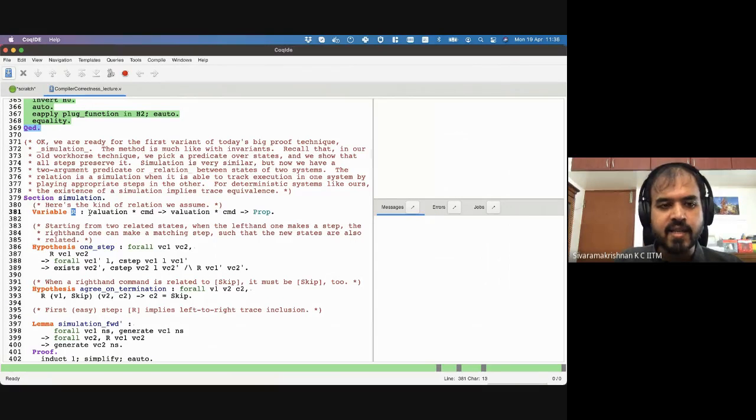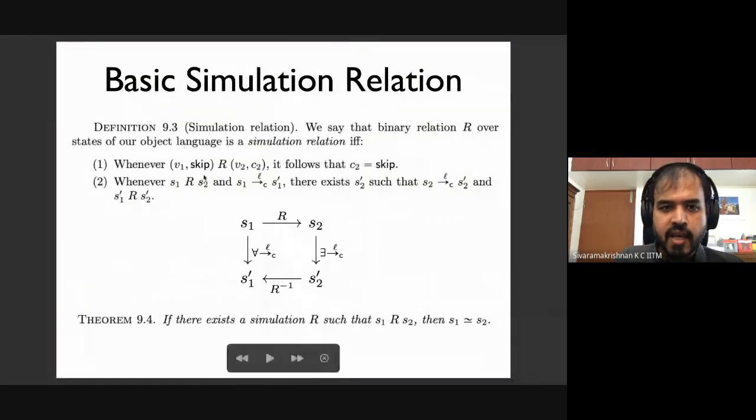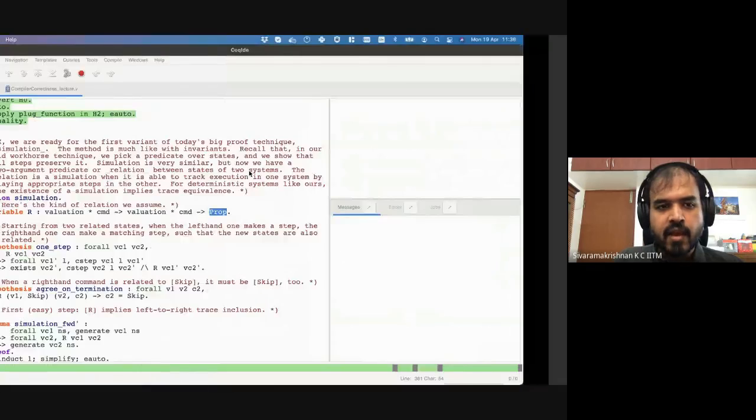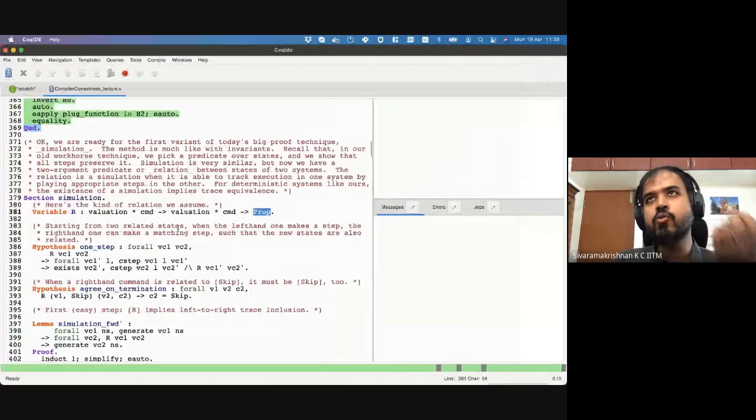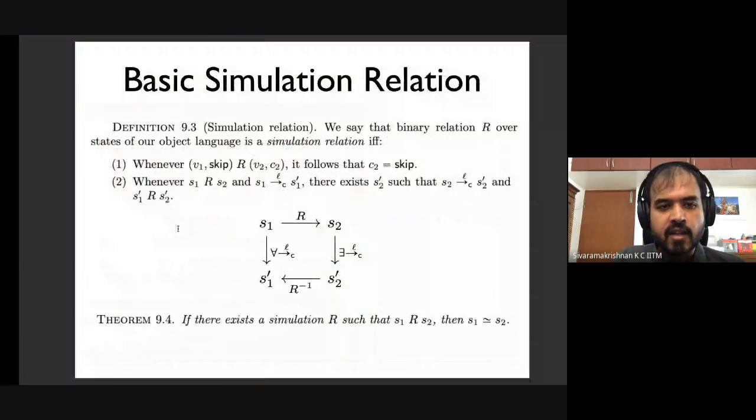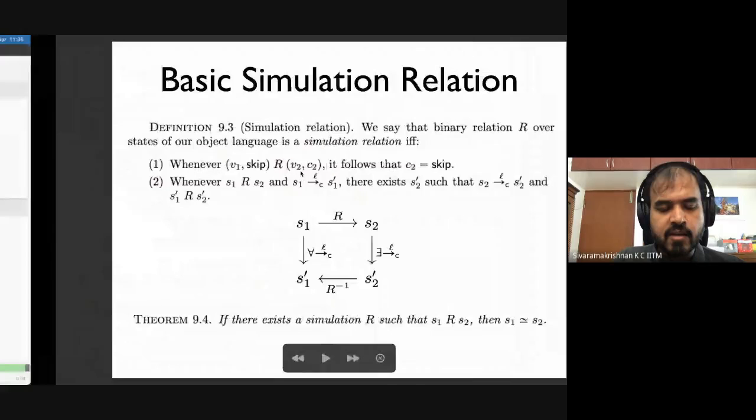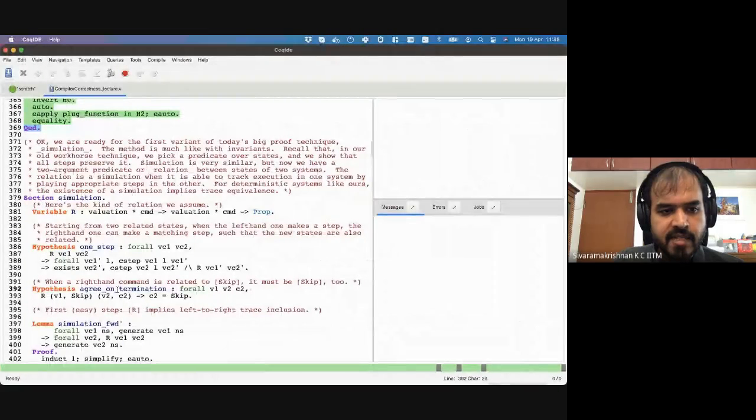This relation is a relation that relates two states, right? It has a valuation command on the left and valuation command on the right, and it's a proposition, right? So it relates some left-hand state to a right-hand state, and the relation has two properties, right? The first is agree on termination. So we have agree on termination here.